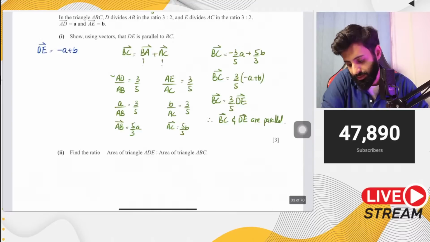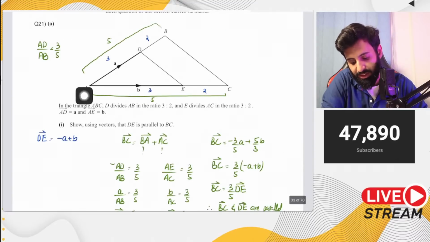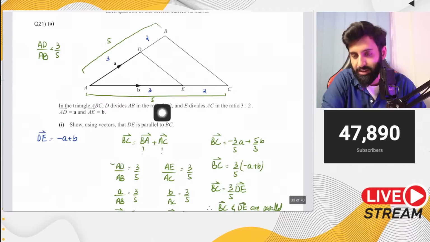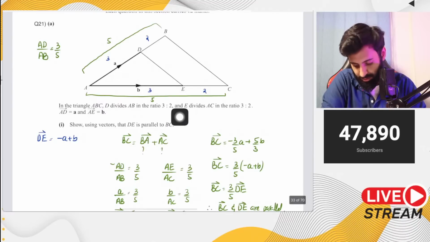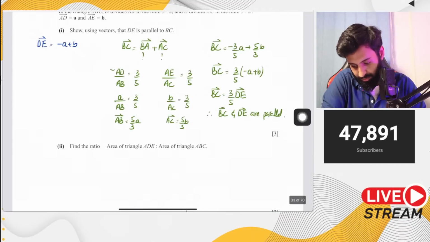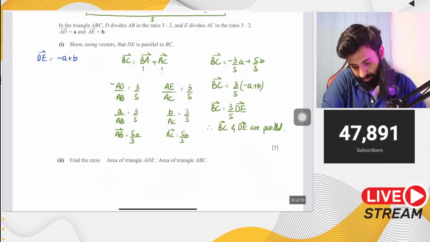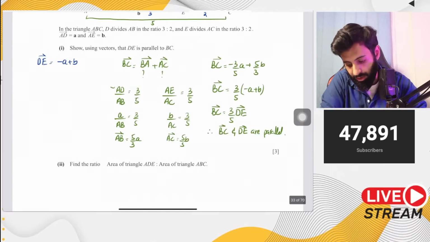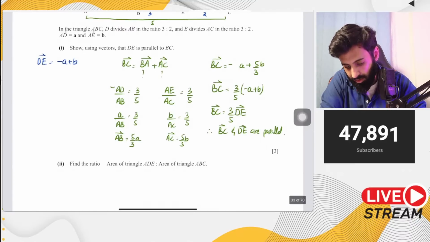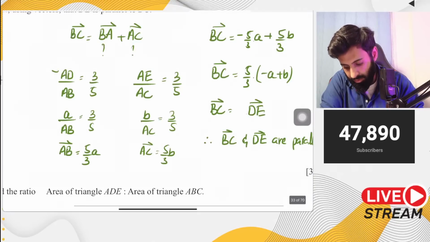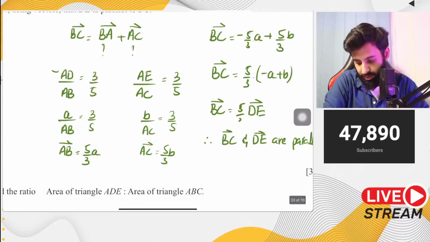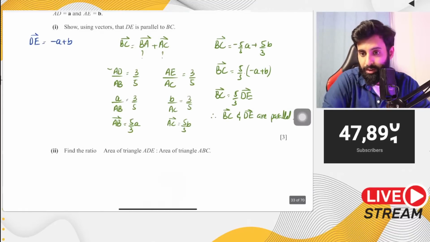How 3/5? 3/5 because AE is 3 parts and EC is 2 parts, so that means altogether AC is 5 parts. Oh yeah, it's 5/3. You're right. Five upon 3. Okay, fixed it. Thank you. 5/3.